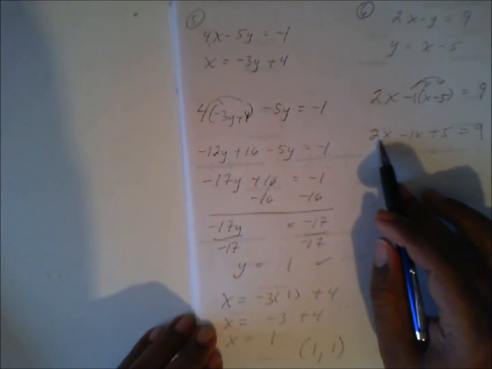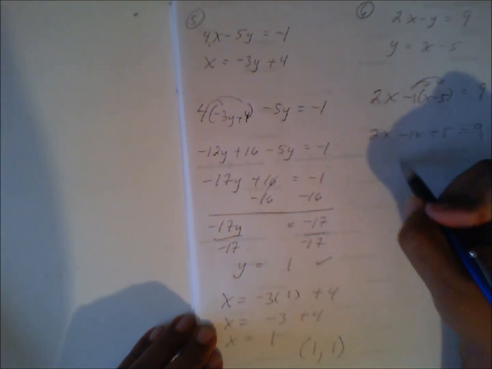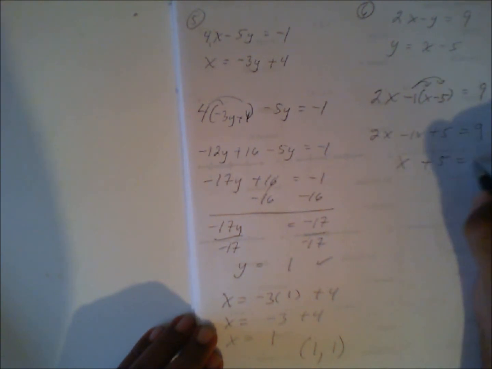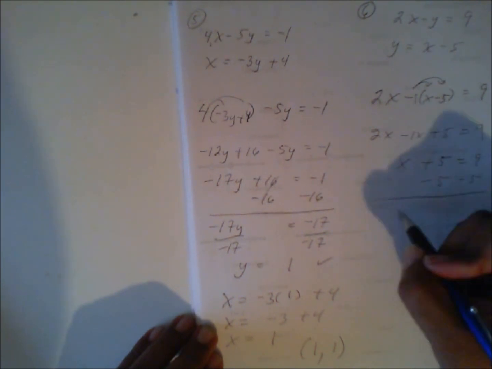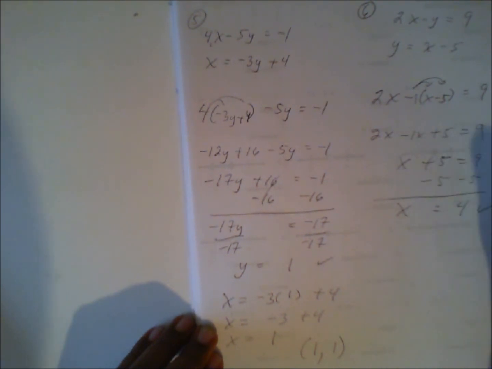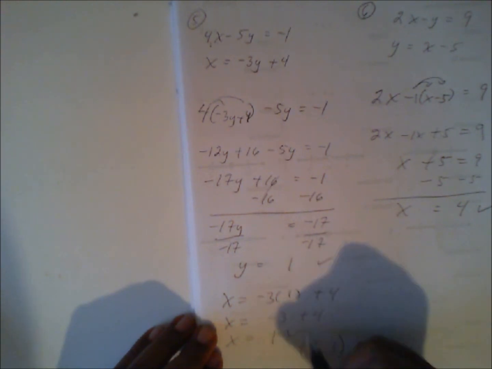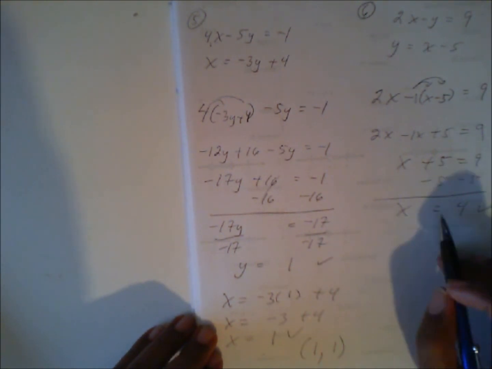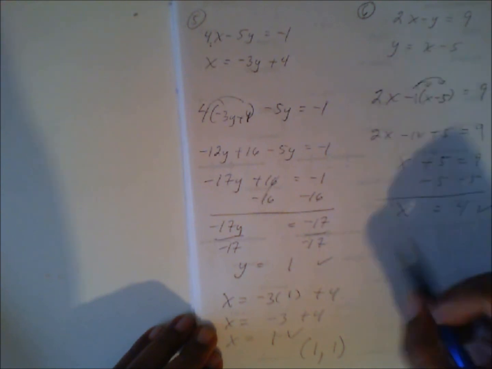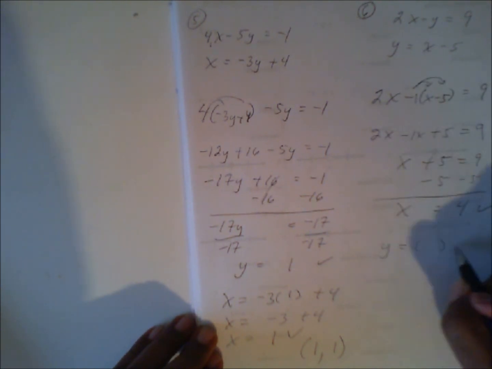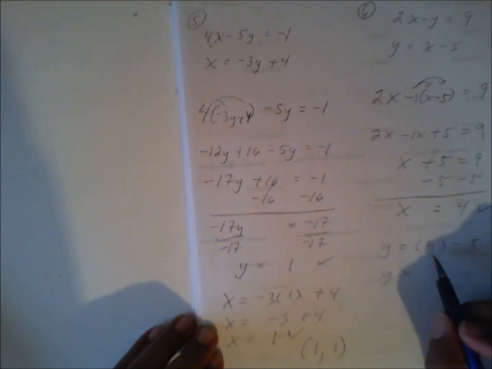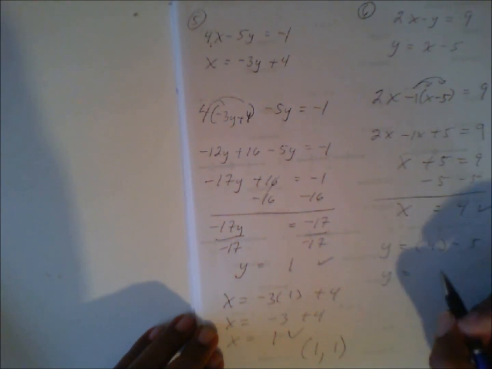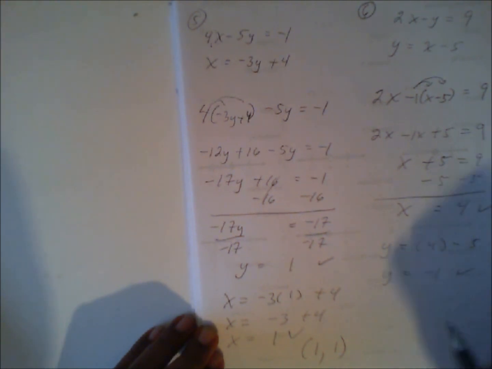Then we'll combine the positive 2x and the negative 1x, we get 1x, plus 5 is equal to 9. Then I'll subtract 5 from both sides, and we find that x will equal 4. Now I will replace 4 here for my x, so I have y equals parentheses minus 5, and a 4 goes in the parentheses, and a positive 4 and a negative 5 together combine to make a negative 1. So we find that x is 4 and y is negative 1.